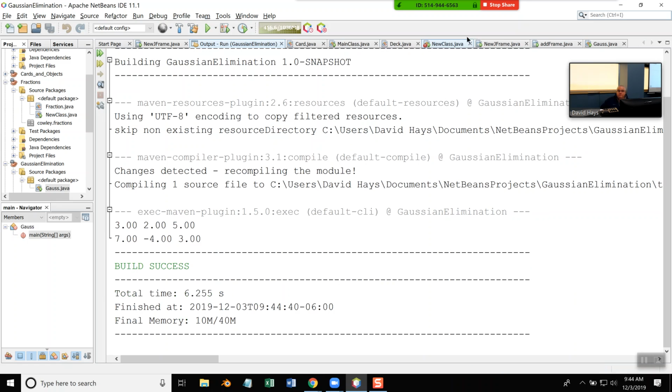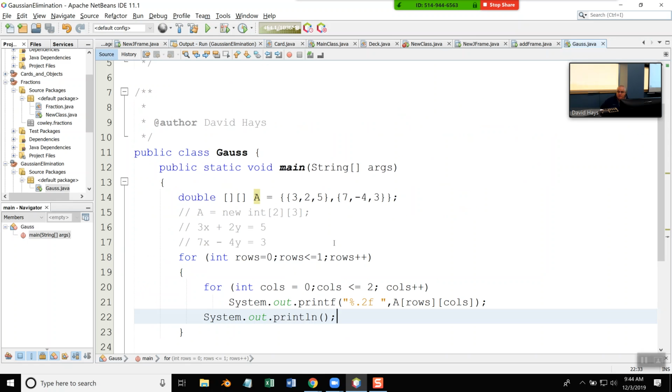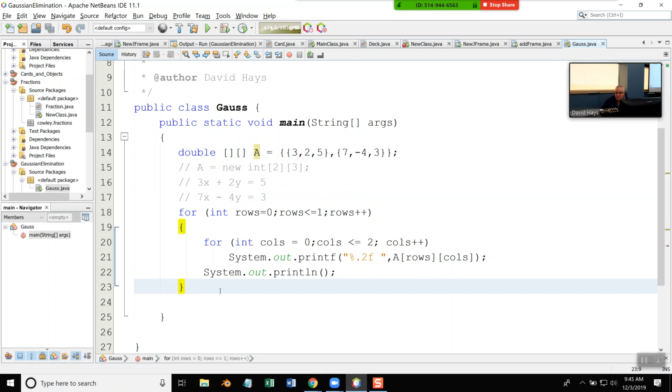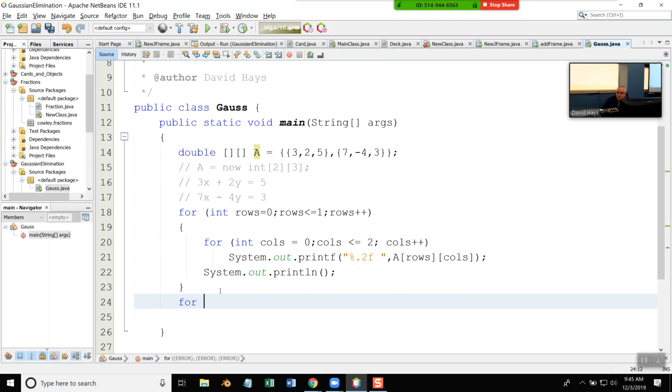That looks right. Now with Gaussian elimination, you want to take your matrix and you want to get a 1 here. Remember Gaussian elimination? Yeah. So you want to get a 1 here, and then you go down to diagonal and you want to get a 1 here. So we want to loop through our rows. So for int rows equals 0, continue while rows is less than or equal to 1. Rows plus plus.